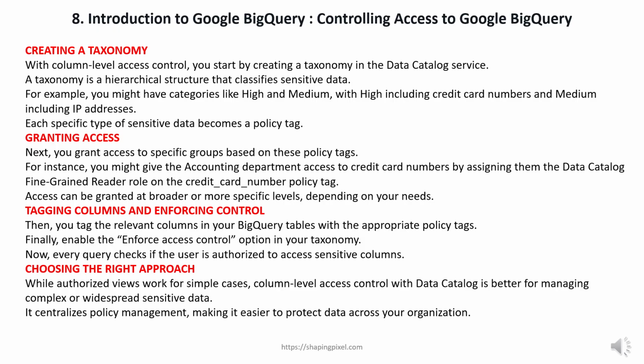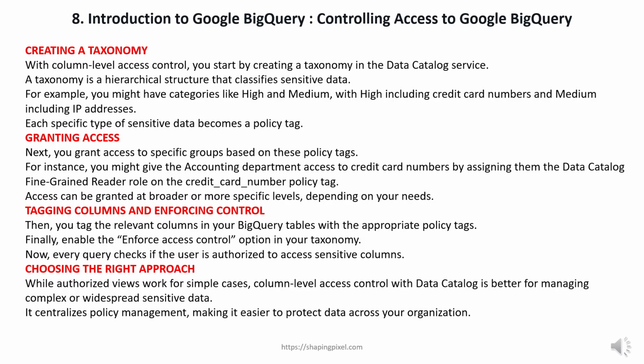Next, you grant access to specific groups based on these policy tags. For instance, you might give the accounting department access to credit card numbers by assigning them the Data Catalog fine-grained reader role on the credit card number policy tag. Access can be granted at broader or more specific levels depending on your needs.